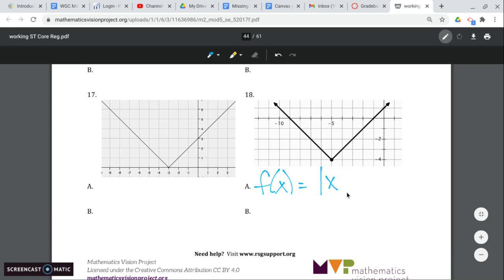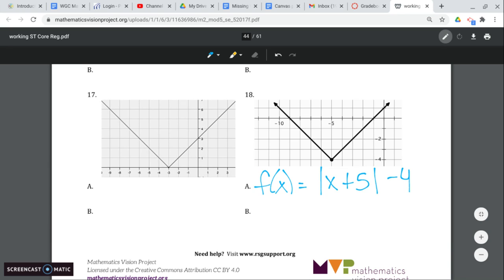Now, remember, if this were at the origin, we'd just say absolute value of x. But it's shifted over to the left 5 because the vertex is over here at -5. So we're going to put +5 because it's always the opposite sign. And then it's also shifted down to -4. So there's our absolute value notation.